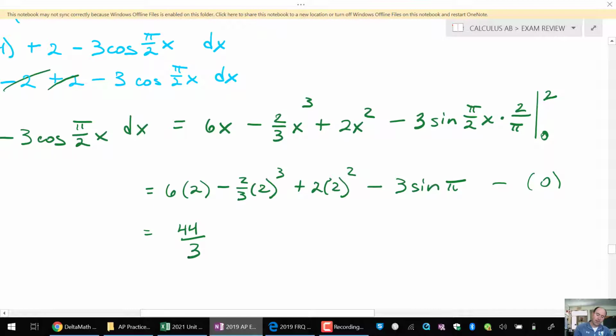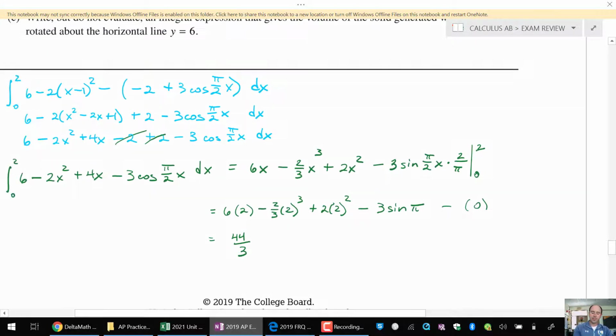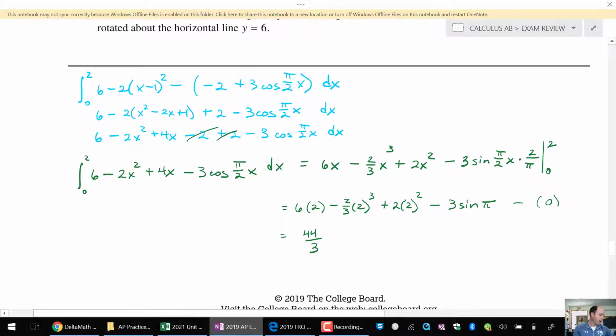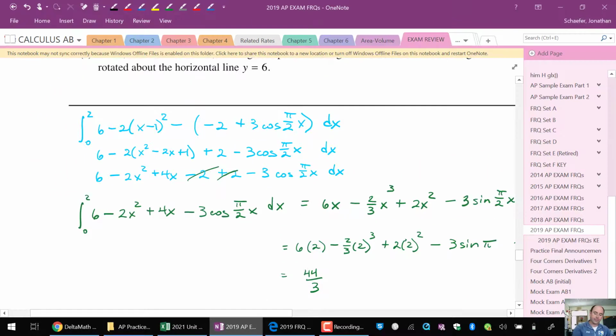So check that math carefully, and remember that you can stop if you have an unsimplified numerical expression. It is still considered a valid solution so long as it's correct. So there it is, letter A, that's the area of region R. Now let's shift gears here to part B.